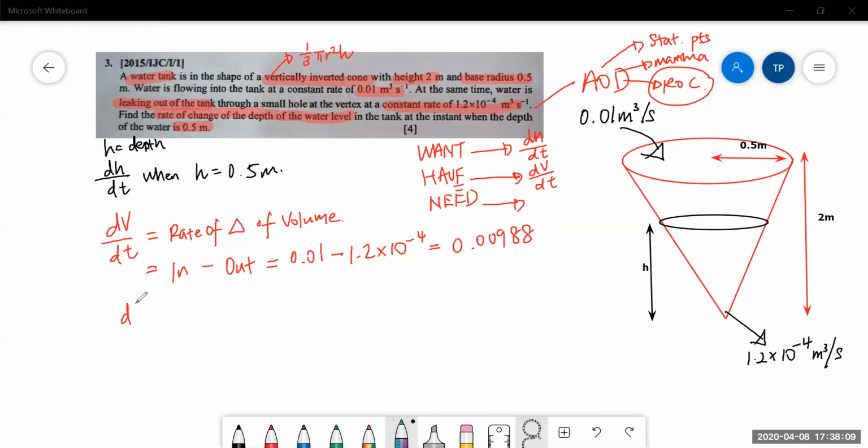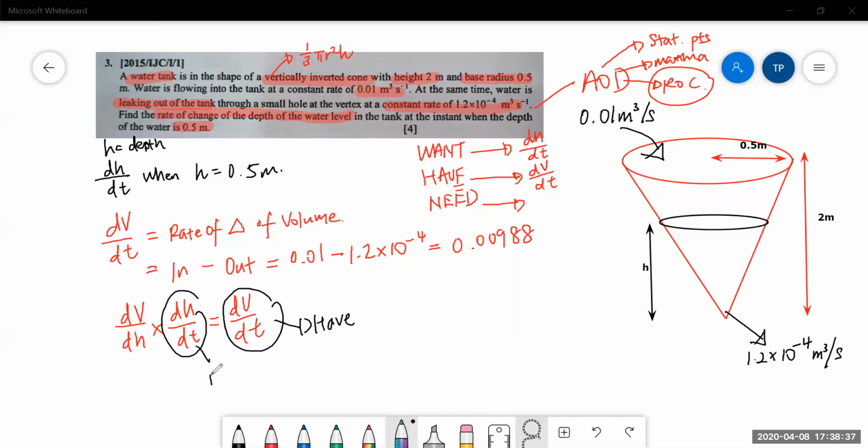Huh? What? What do you say? We have to find dv over dh. Yo, you listening or not? Yeah, I just wrote this out, right? dV dt is what we have. dH dt is what we need. It's what we want. It's what the question wants, right? dVdH is what we need.